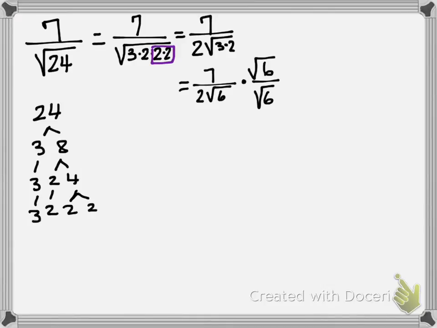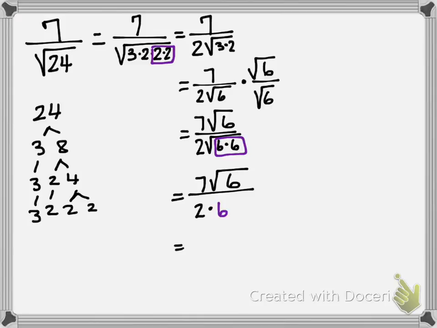And ladies and gentlemen, here we are. But we know the square root of 6 times 6, we have a group of 2. So that goes outside and multiplies by the 2 that is already outside. So that becomes 7 square root of 6 over 12, or 7/12 square root of 6.